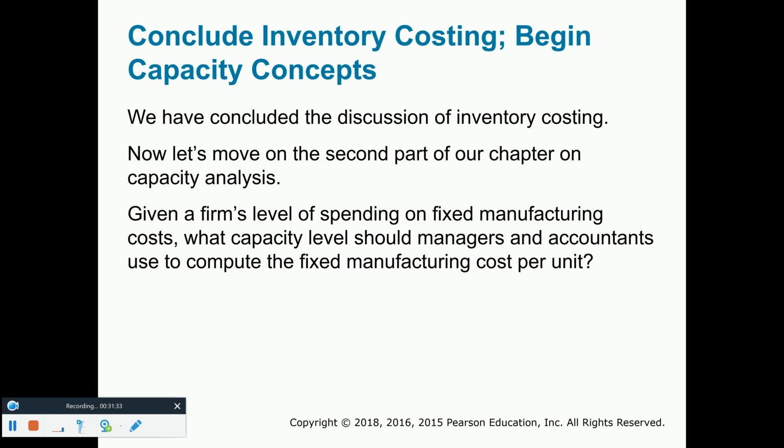So the question with this second part of the chapter is what that denominator should be. What should that denominator be when we allocate all of our fixed manufacturing costs? Given a firm's level of spending on fixed manufacturing costs, what capacity level should managers and accountants use to compute the fixed manufacturing cost per unit? That's what this is all about. If we take the $1,080,000 fixed manufacturing costs, what denominator should I use in trying to come up with the fixed manufacturing cost per unit?